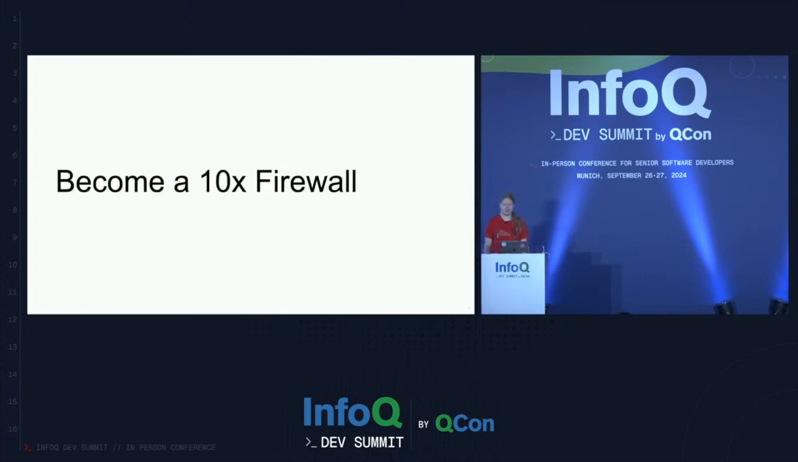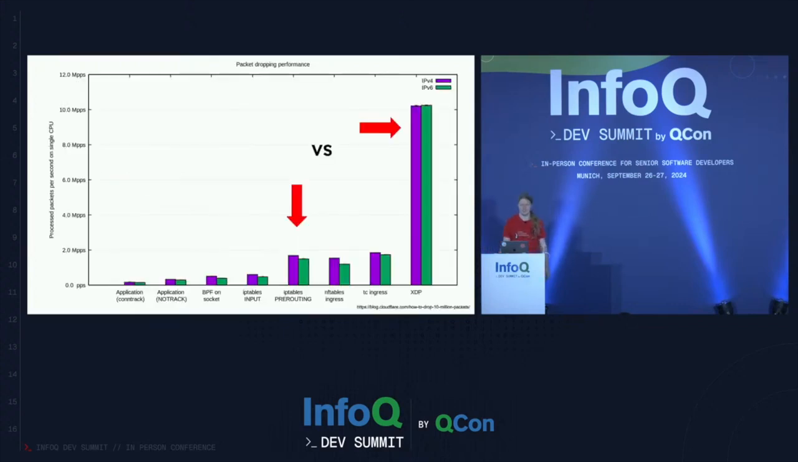But could it get better? Of course, because we want to become a 10x firewall, and it's literally 10x. So you see here we can do things that are almost 10 times faster, in this case 8 times faster, approaching 12 million packages per second, which essentially saturates your Ethernet cable. And it's close to literally cutting the Ethernet cable when you drop all packages, speed-wise.